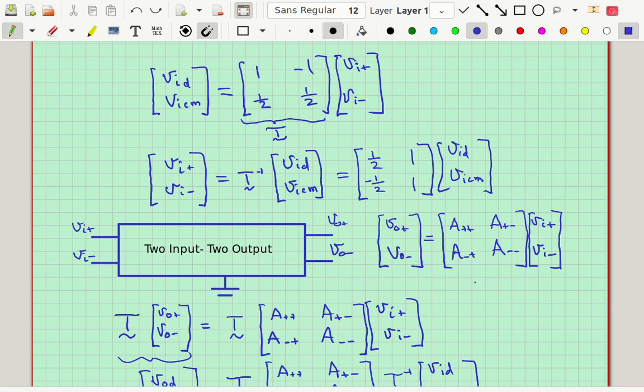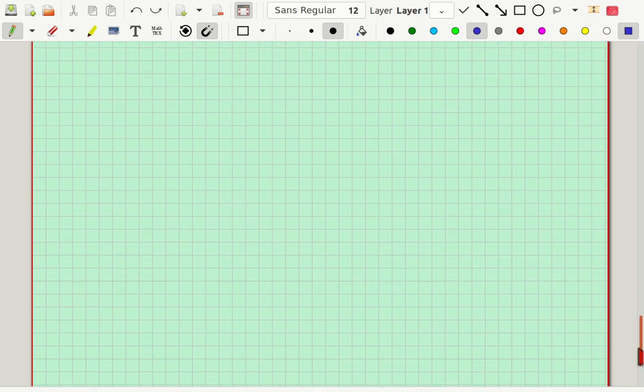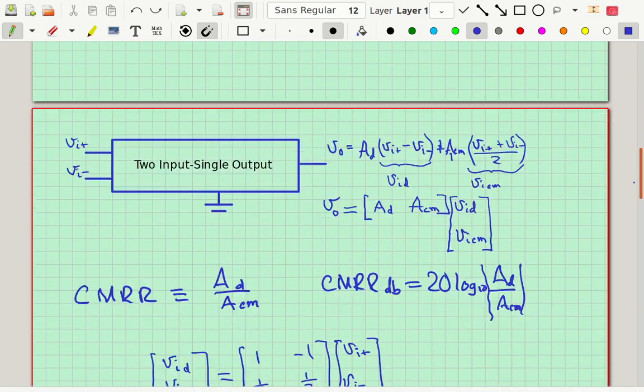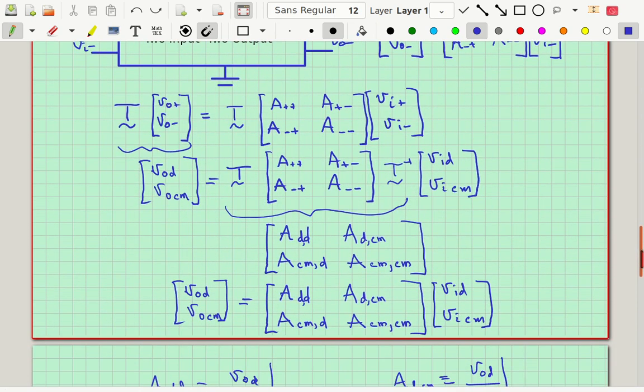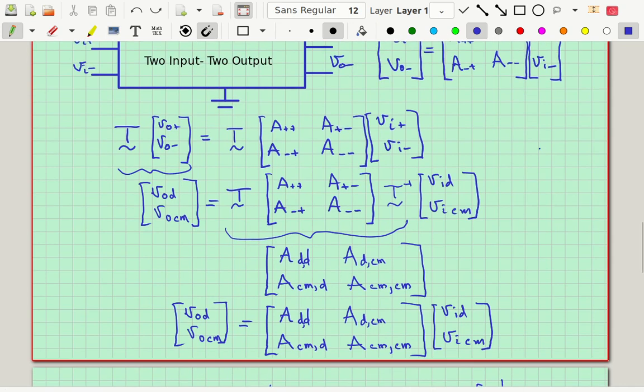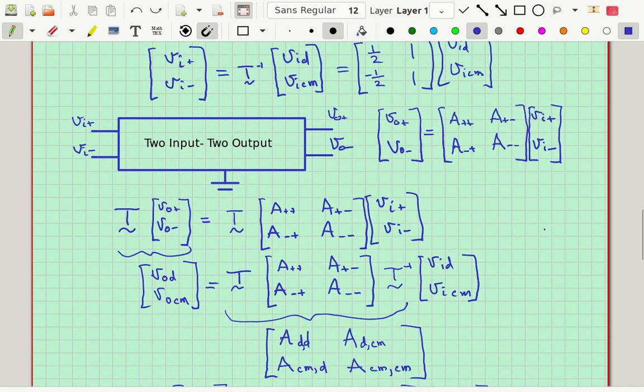Now, this one is written in terms of the individual input and output voltages on each terminal. And that doesn't matter to me so much. What I really want to look at is the difference voltage between them and the common mode voltage. So let's look at how we can use what we had before with our transformation to actually do that.